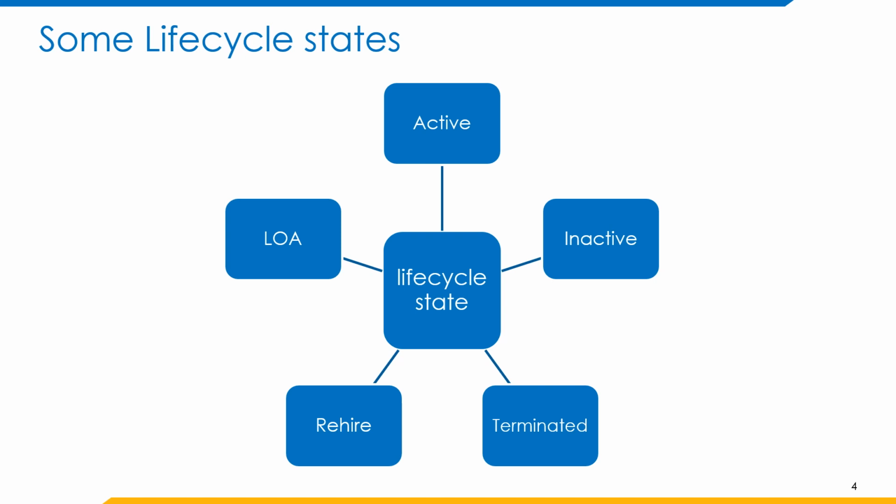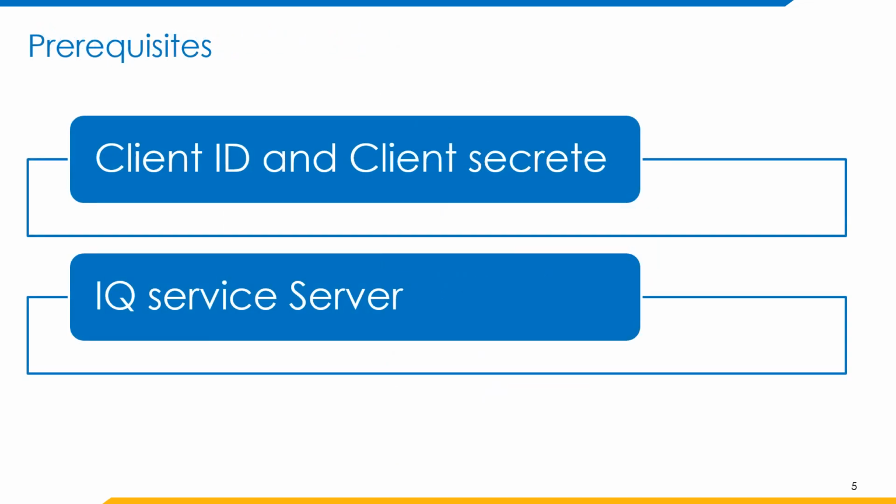Let us see the prerequisites which are required in SailPoint IdentityNow. As part of the prerequisites, we require the client ID and the client secret, which is the primary requirement of the script, to authenticate and authorize the SailPoint IdentityNow tenant to perform different tasks such as searching and deleting identities. Also, we require an IQ Service server where our PowerShell script will be placed and scheduled via Windows Task Scheduler. Let us see short information about the IQ Service server in the next slide.